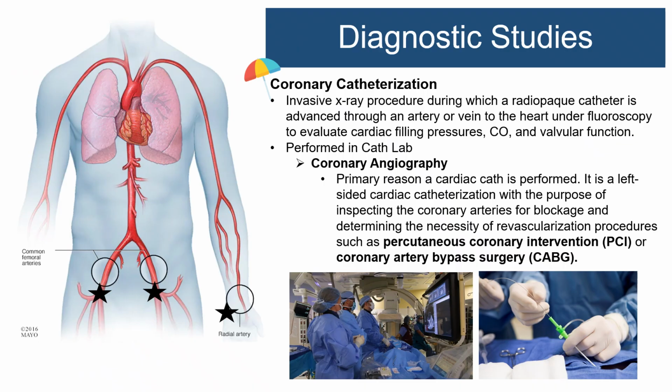Next, we have the coronary catheterization, also known as cardiac cath. This is an invasive procedure where a catheter is inserted either through an artery or a large vein under fluoroscopy. Fluoroscopy is like a live x-ray. X-rays take single pictures. Fluoroscopy is like a video x-ray. And this can measure pressures in the heart, cardiac output, and also how the valves are functioning.